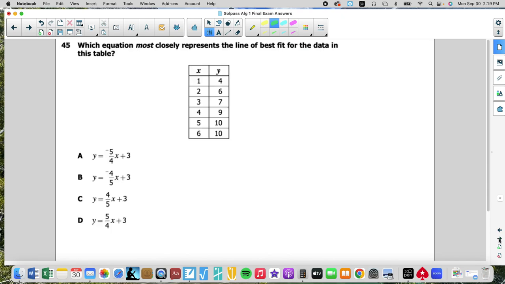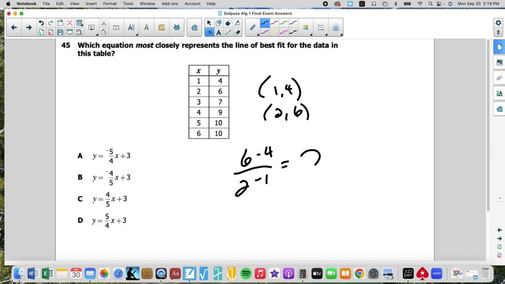Which equation most likely represents the line of best fit of the data? Wow, that's a good question. All right, I think I'm taking 2 points. I think I'm taking this and this, and I'm doing 6 minus 4 over 2 minus 1, which gives me a slope of 2. And then, is it D? Would you say D?